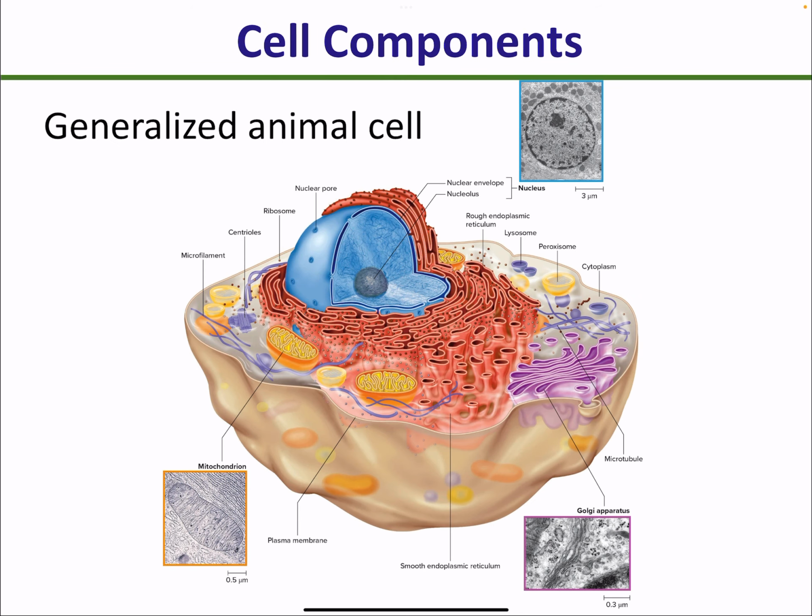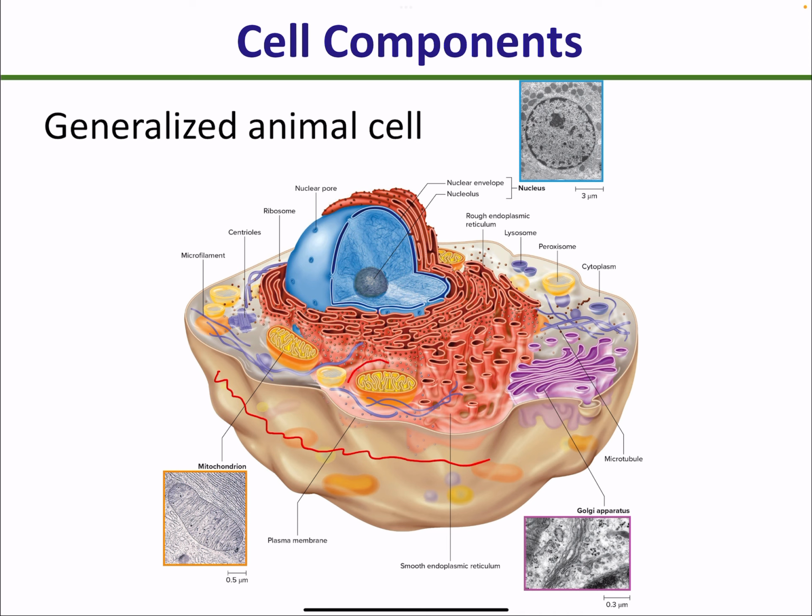Now, let's take a look at the cell components. Here we have a generalized animal cell. This animal cell shows a number of structures, including the plasma membrane right here that sets the limit of the cell. We are going to have inside of the cell a huge amount of organelles.